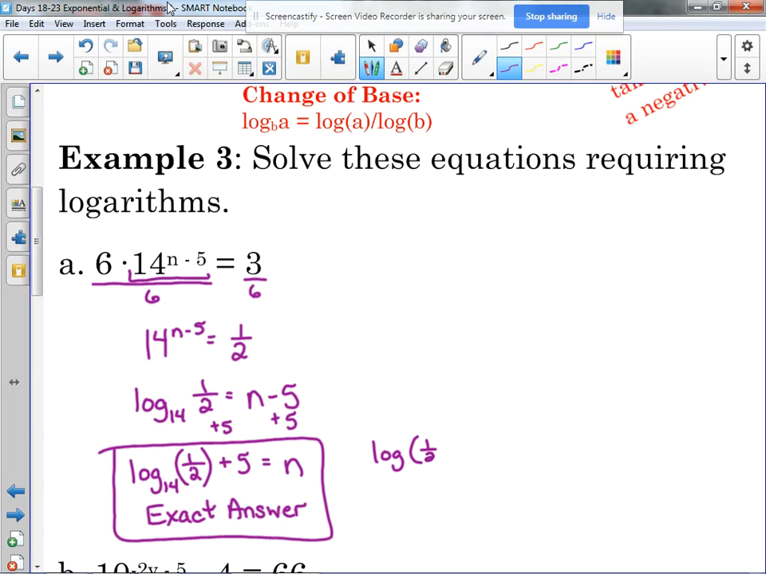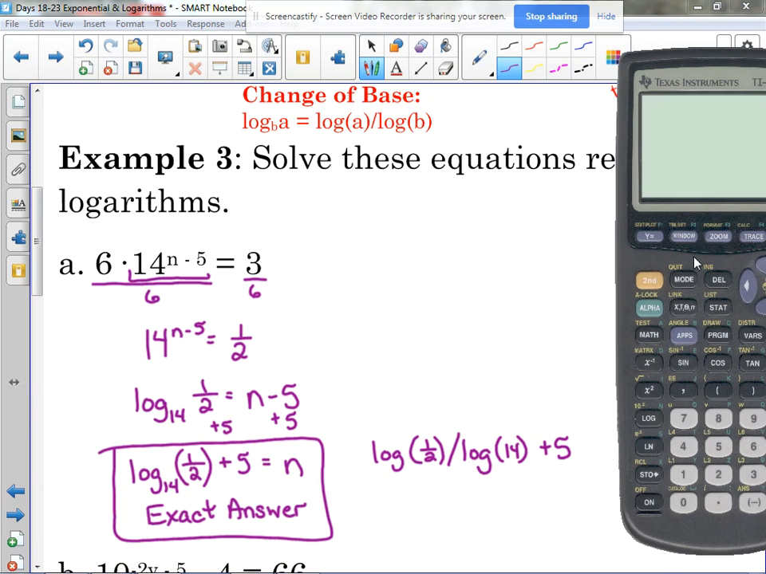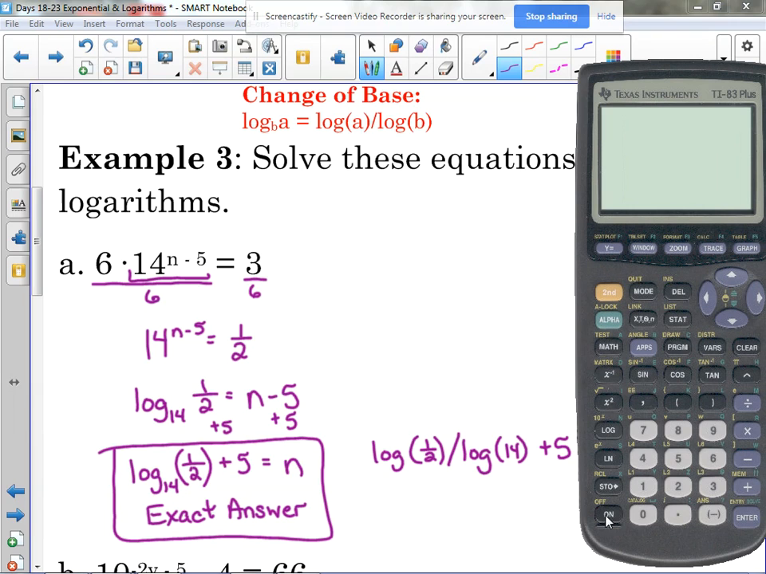So that would be the log of 1/2 divided by the log of the base, 14, plus 5. And I'm just writing it out exactly how I'm going to type it into the calculator. I suggest that you write that down too so that you know where it came from when you look back at your notes. So the log button is right there beside the 7. Make sure that you close your parentheses after the 1/2 before the division symbol. Divided by the log of 14, close your parentheses again. Parentheses really, really, really matter here.